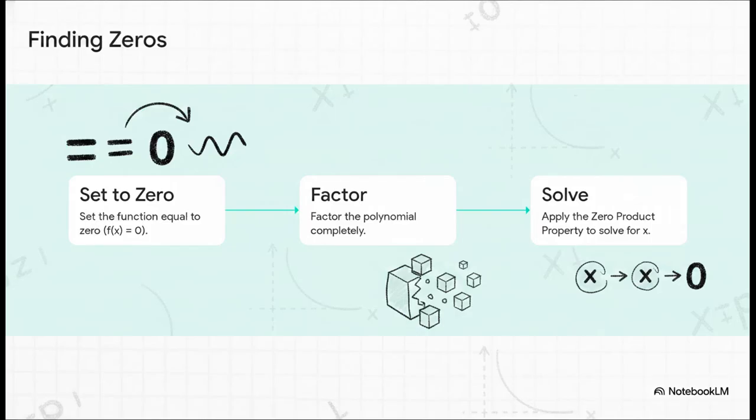And here is our actionable 3-step checklist to find them. This turns abstract theory into a totally repeatable process for decoding those hidden x-intercepts, which, by the way, you'll also hear called roots, solutions, or zeros. Step 1, we force the entire function to equal 0. Step 2, we factor the polynomial completely down to its core building blocks. And step 3, we use the zero product property to solve for x. Basically, if a bunch of things multiply to equal 0, at least one of them has to actually be 0 itself.